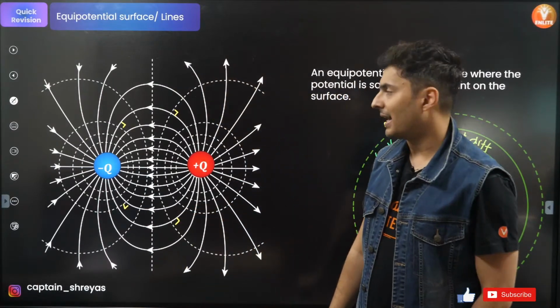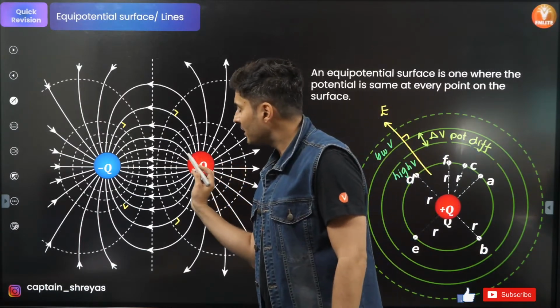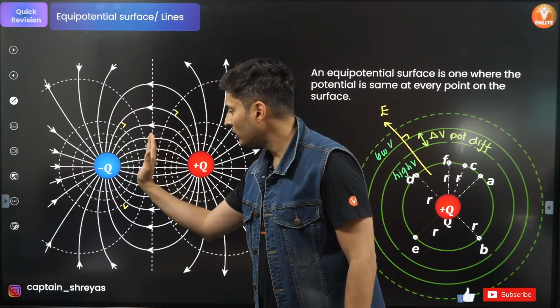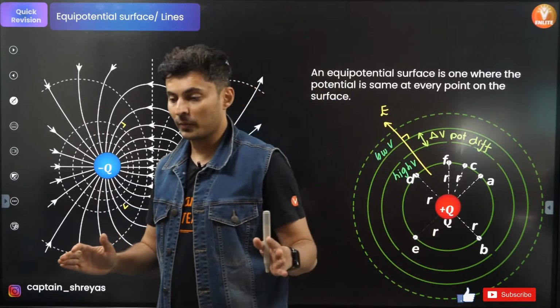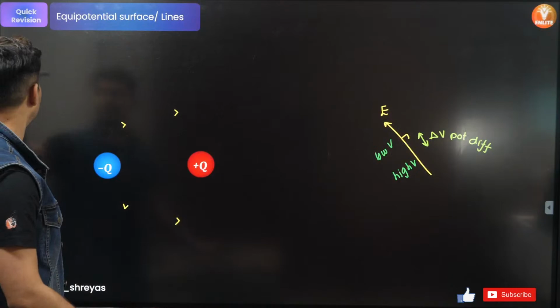That's an important characteristic. Second characteristic, you will always see if electric field line is going from here to here, that means these potentials are higher, this is lower, lower, lower, and so on and so forth. Always this is going to be true. Okay? Keep this in mind. So maybe I can just put it up over here itself.